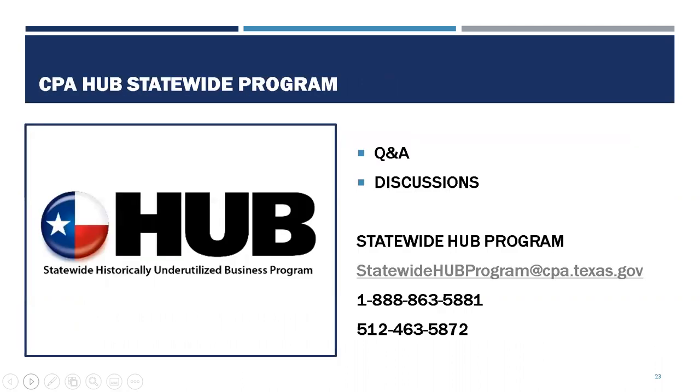So with that, I'm going to go on to the Q&A discussions, but we're going to leave that to the end. Here is the contact information for the Statewide Hub Program, an email to statewidehubprogram@cpa.texas.gov. I have an excellent staff that's available to answer questions, and if you need to reach me, that's another way to reach me. We have an 800 number and we have a local Austin number.